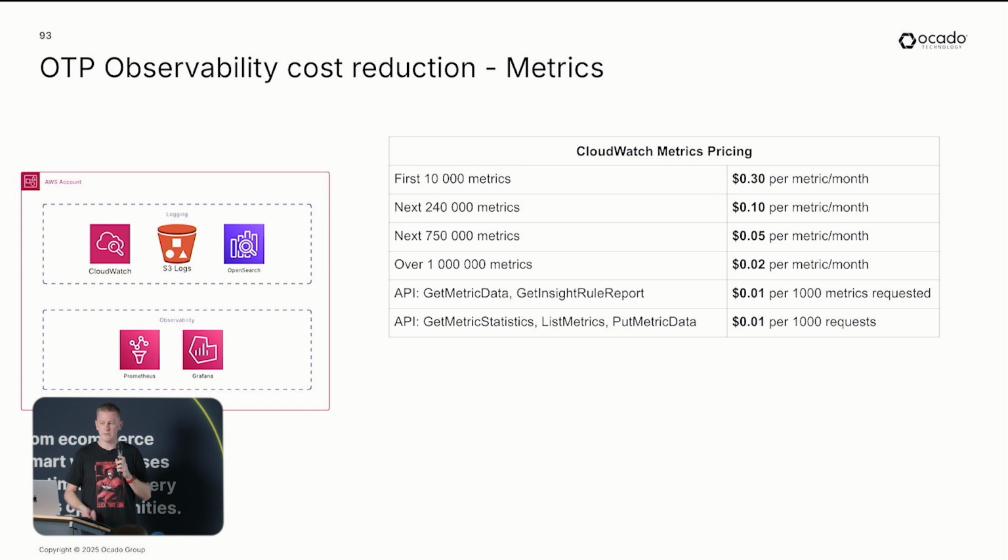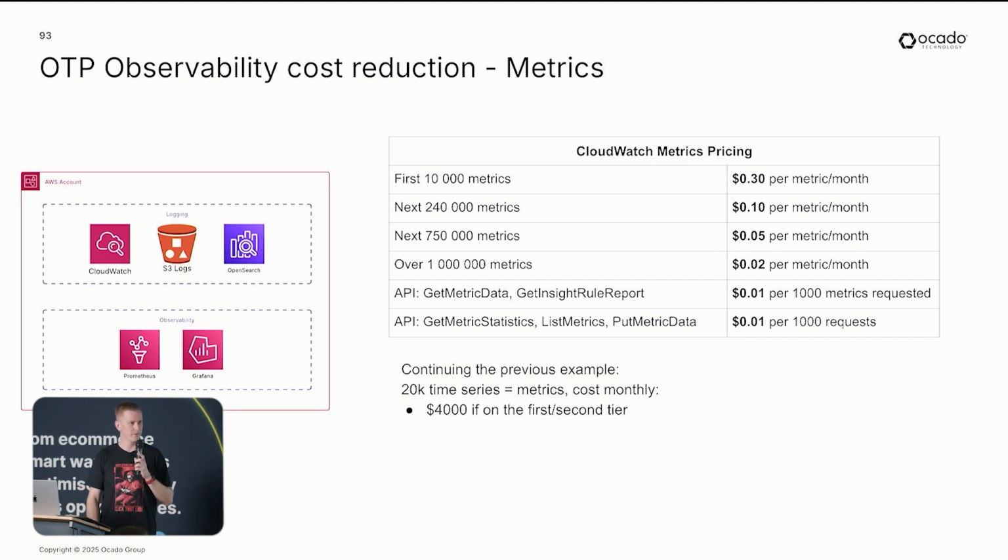And if you look at CloudWatch metrics pricing, here's the catch. The CloudWatch metrics pricing is based on a metric per month. But what AWS refers to as a metric is actually a time series. So if you want to track the total number of HTTP requests, and you're in the first tier of usage with the 20,000 time series, or what AWS calls metrics, that's going to cost you $4,000 monthly. But if you're on the higher tier, it's only going to cost you $400. I don't know about you, but one metric and $400, that's an insane amount of money.